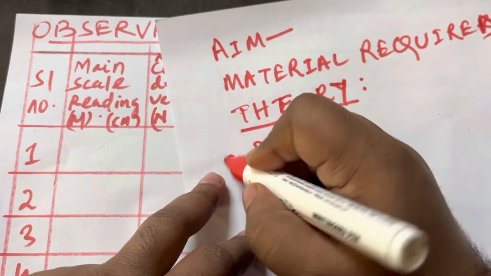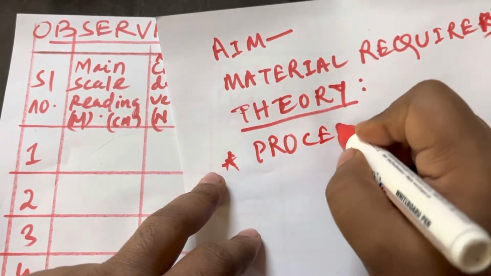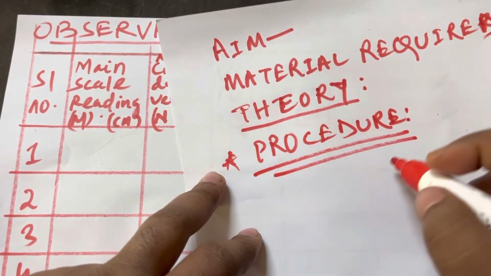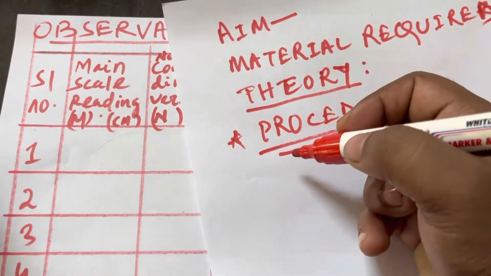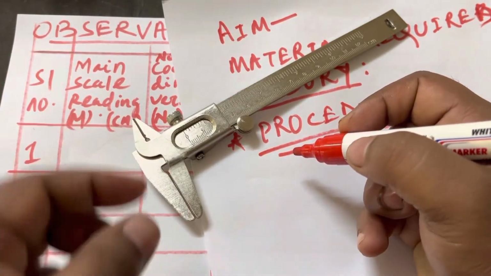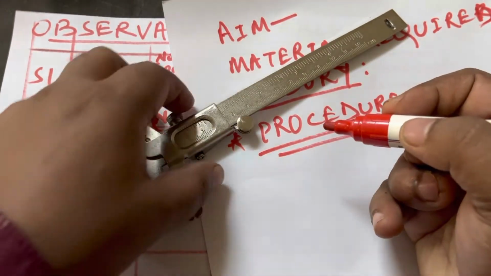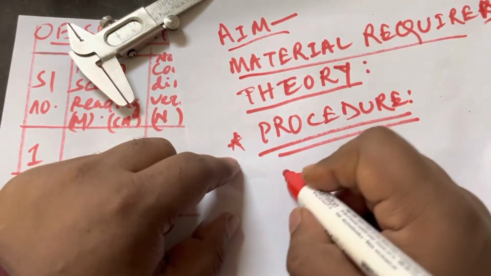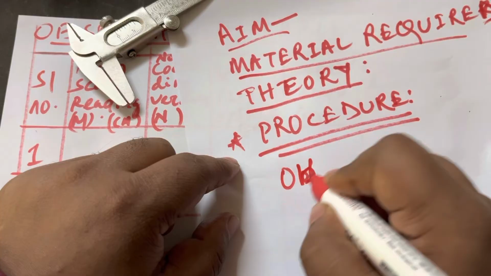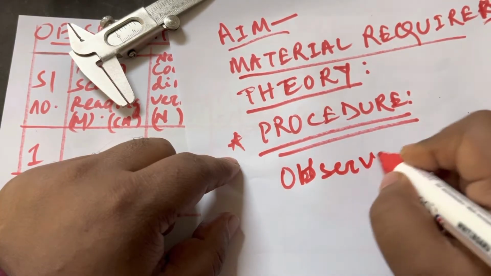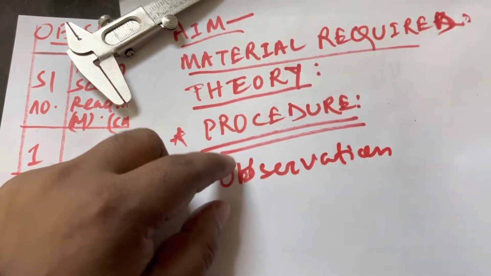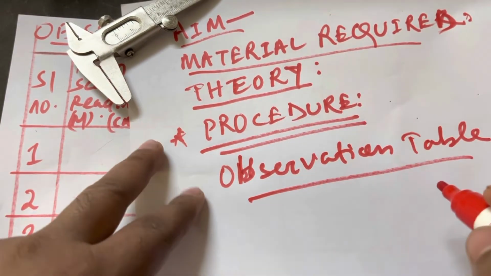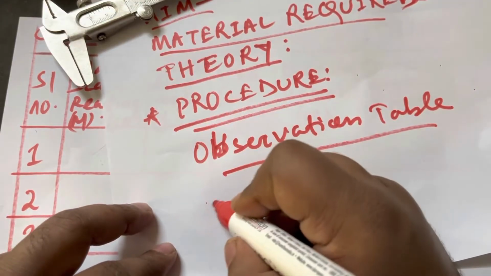In the exam, you can skip the procedure, or you can write in passive voice, like we have taken the Vernier scale and the diameter of the spherical object was measured. In this way you can write that you have done the experiment, in the passive voice. Then your observation table, then your calculation part.